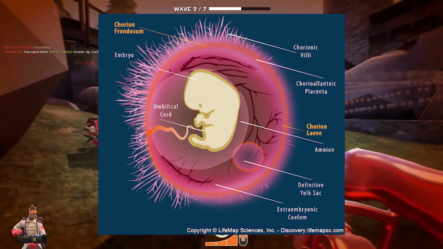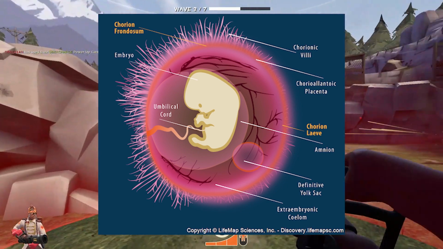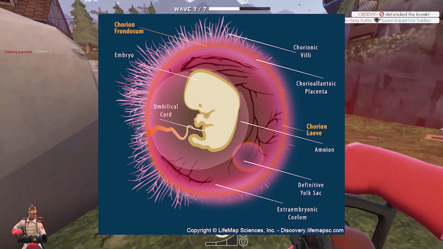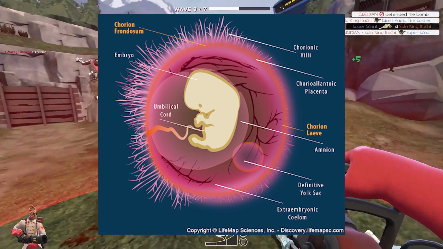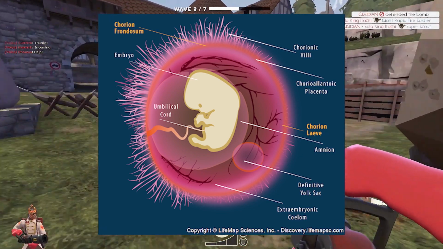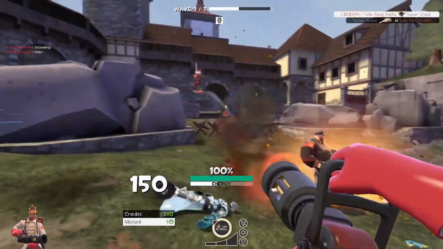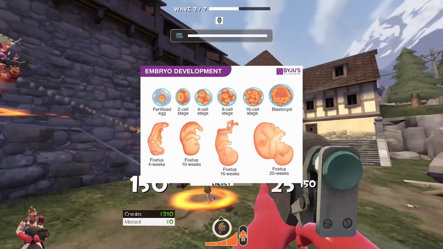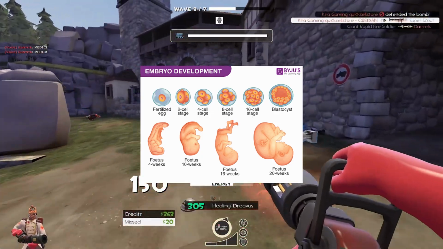You might ask, what does the placenta do? As the embryo grows, it would need oxygen and nutrients from its mother and get rid of wastes such as carbon dioxide. The placenta allows this kind of exchange of materials between the embryo and the mother's blood. So now the embryo develops into a fetus in about 8 weeks after fertilization.